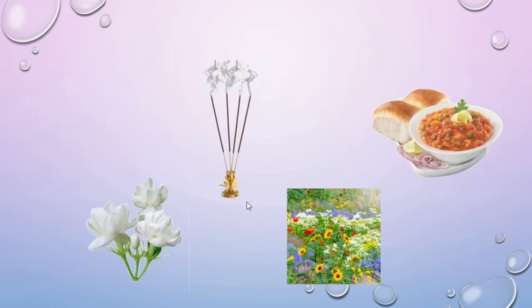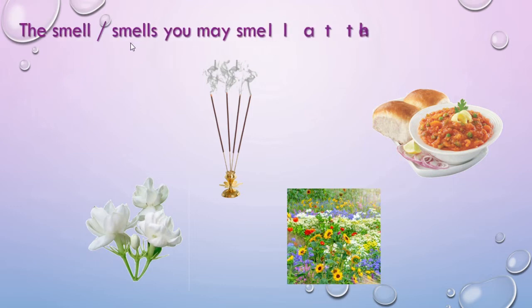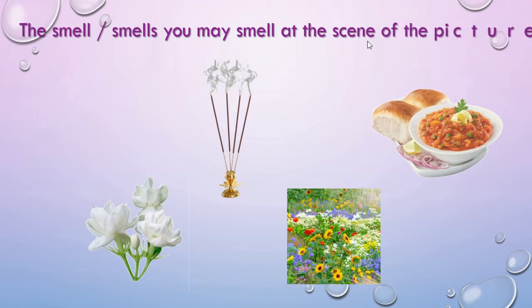Dear children, here you can see again so many things. The smells you may smell at the scene of the picture. Here we can see jasmine flowers, right? And incense burning sticks, agarbatti, right? And different types of flowers in the garden. And here you can see pav bhaji.